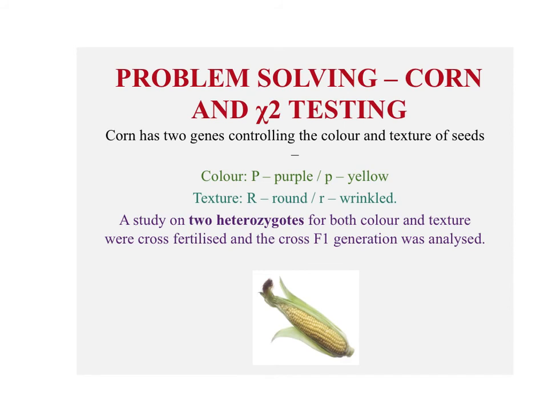So let's pick out the key details from this question. We know that we're looking at the key for colour and for texture, and we know that we're looking at 2 heterozygotes being crossed, and they are analysing the F1 generation. Okay, so cross-fertilised means that they're just breeding them together.